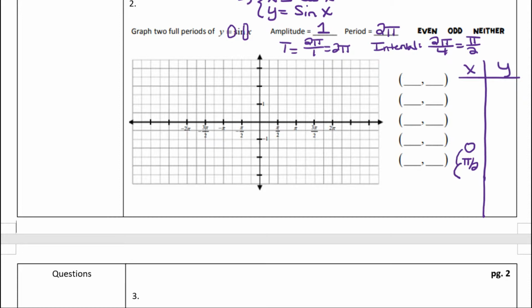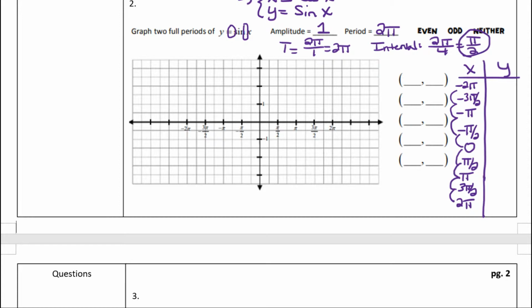Add another pi over 2 because you're using this interval. So pi over 2 plus pi over 2 is pi. Add another pi over 2: pi over 2 plus pi is 3 pi over 2. Add another pi over 2, and that gives you a total of 2 pi. Now we take away pi over 2, or you can think of it as the negative of this. So negative pi over 2, negative pi, negative 3 pi over 2, and negative 2 pi. Just do the negative versions, and that'll give you the same answer.